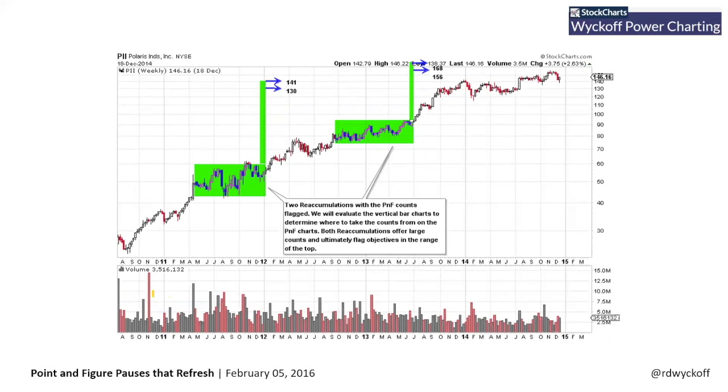Well, notice this, the count that goes 130, 141 is achieved right in here. And so this is a point where you have a stop, a pause that takes place, and then we have another count that's produced by the next reaccumulation, 156, 168, and this area is achieved right here. And so both of these counts became important counts.